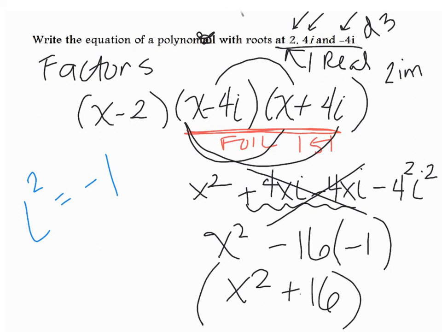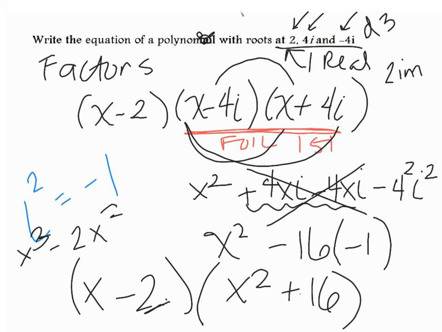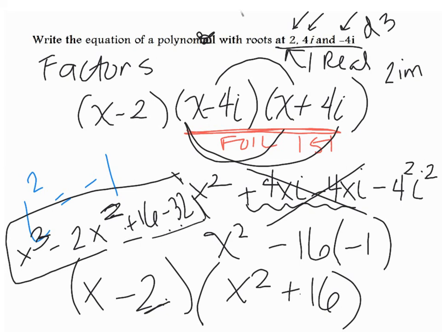Now I've run out of room, but now you're going to FOIL through this last bit here. You can get x cubed minus 2x squared plus 16x minus 32 should be your final answer. So again, third degree polynomial. It has one real root and two imaginary roots.